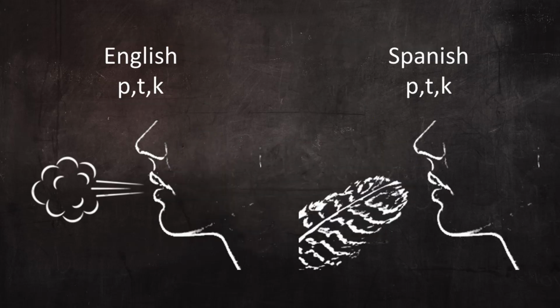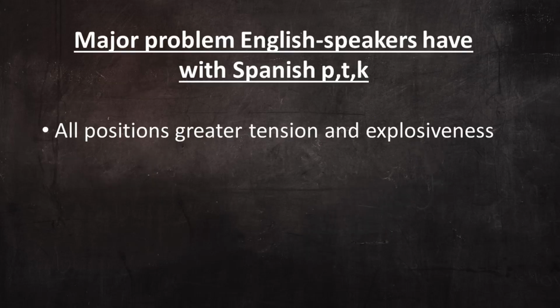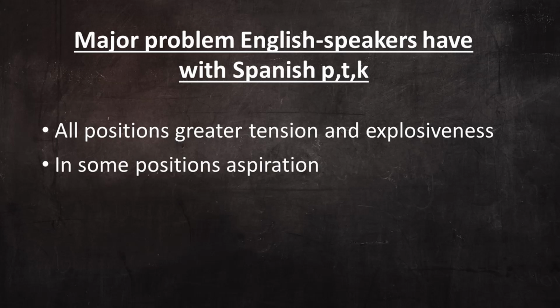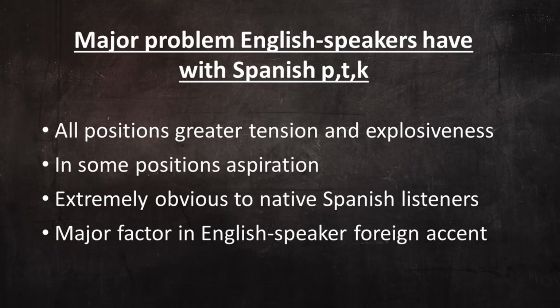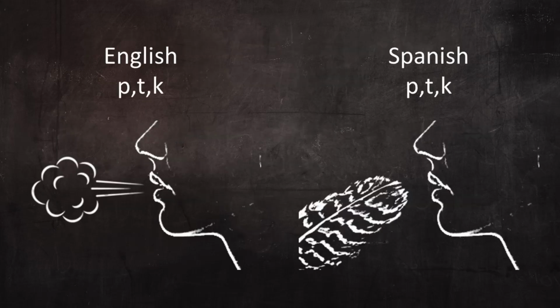Tal. Okay, so this is a major problem native English speakers have when we speak Spanish. In all positions, we pronounce p, t, and k with greater tension and explosiveness than the Spanish equivalent, and in some positions we also pronounce them with an accompanying aspiration. These features are extremely obvious to native Spanish listeners, and they're a major factor in the stereotypical English speaker foreign accent. So if we want to reduce our foreign accent, it's very important that we find a way to change our intuitions about how to pronounce these sounds. And how can we do that?